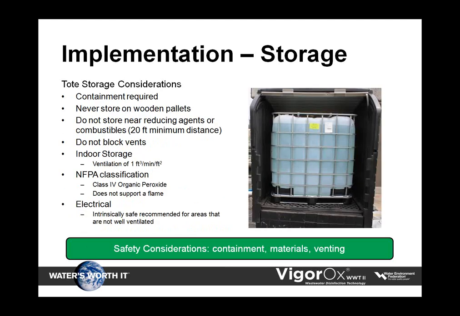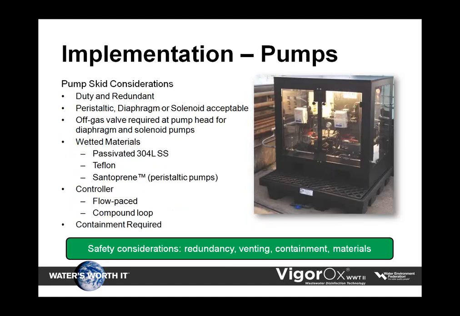Very similar considerations apply when using 300-gallon totes. In general, containment, materials, and venting need to be considered. Typically, FMC would lease the tote containment units and related piping. On the pump side, PAA can be fed with peristaltic, diaphragm, or solenoid pumps. There is some off-gassing with PAA, but for the most part, it can be handled with off-gassing valves, just like the ones used in sodium hypochlorite solutions. And again, containment, materials, and venting need to be considered.